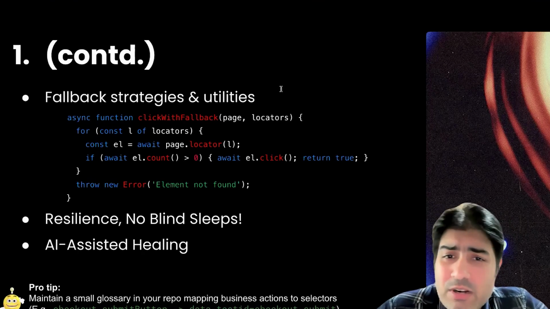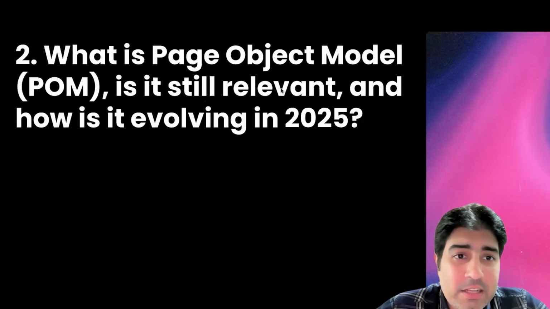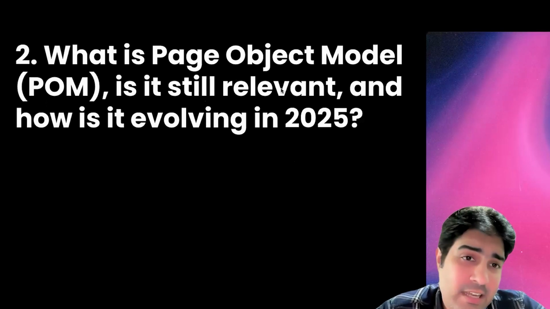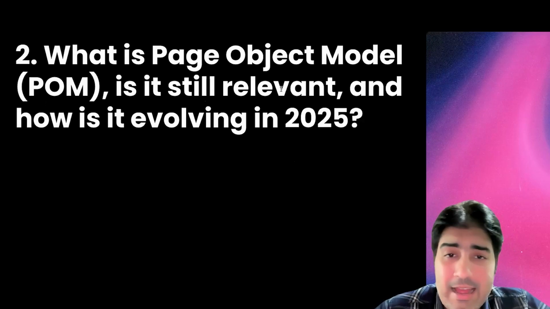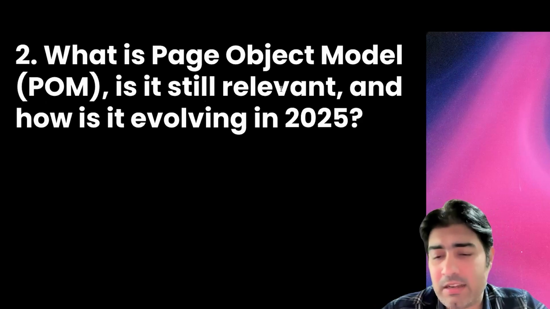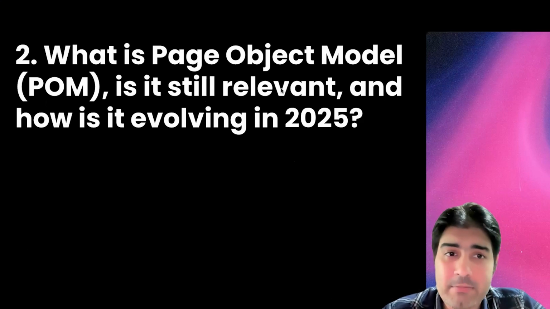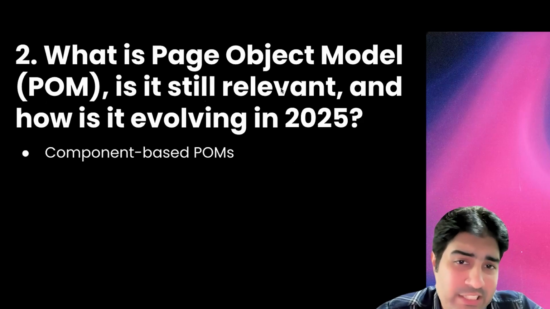Nice. Now let's talk about structuring that code using page object model. So what is page object model? Is it still relevant? If yes, how do you structure it in today's world? So let's look at some best practices. Absolutely. POM is still relevant, but it's evolved. The core idea and fundamental remains, separating the test logic from the UI structure, making maintenance much easier. Let's look at some modern changes.